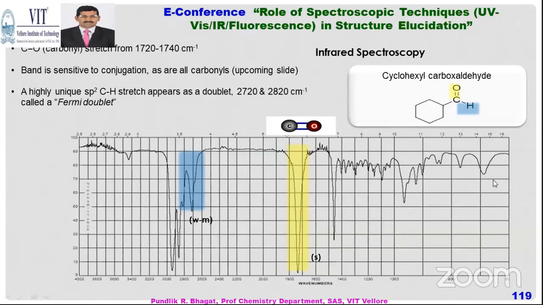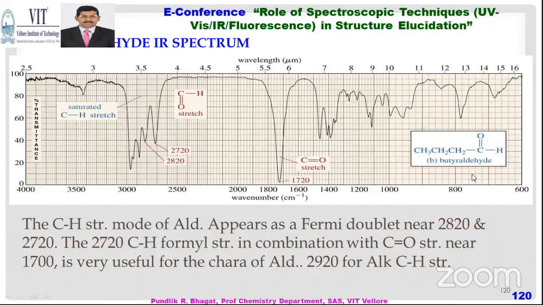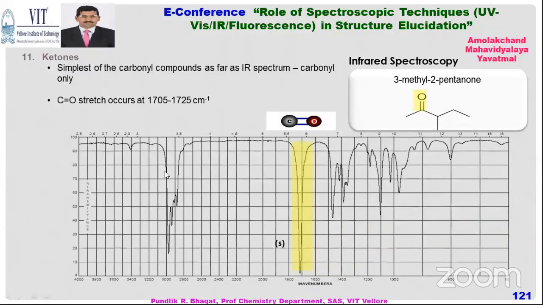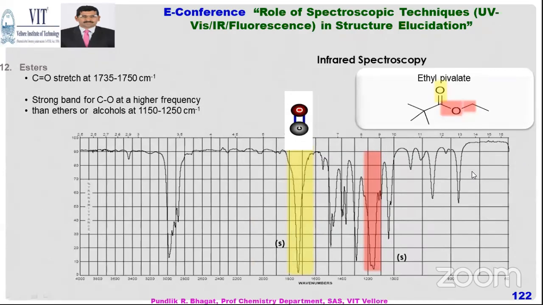This will be helpful. Similarly, another aliphatic aldehyde, butyraldehyde, is shown. See here, the Fermi doublet is shown. Then saturated CH, and here you will find the CHO stretch, and the carbonyl group which is available here. Similarly, a ketone also shows the same CO group, and it is less than 3000.